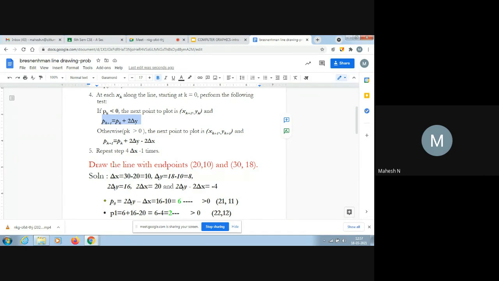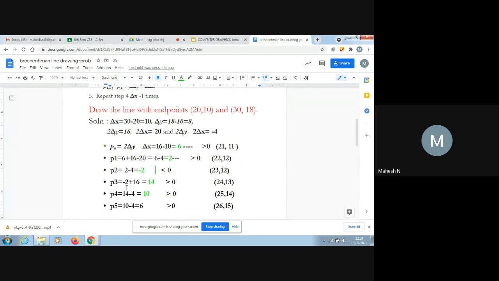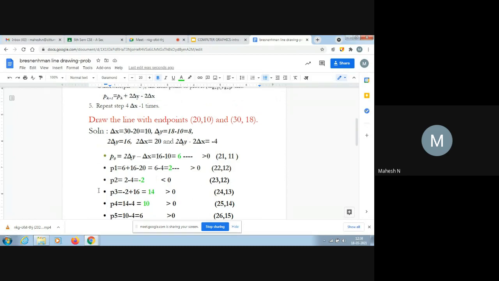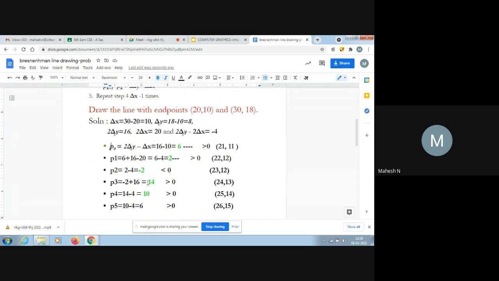Okay, right? So what is old pk? Old pk was negative, minus 2. Minus 2 plus, what is the 2dy? 2dy is 16, and then minus 2 plus 16, it is 14. Oh, again it became positive. Again it became positive, that means it is greater than 0. When it is greater than 0, what will I do? I will increment both x and y.